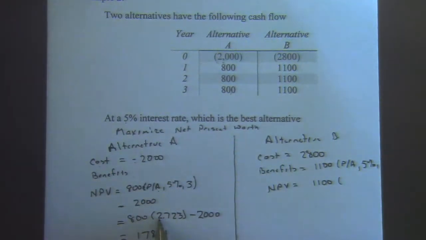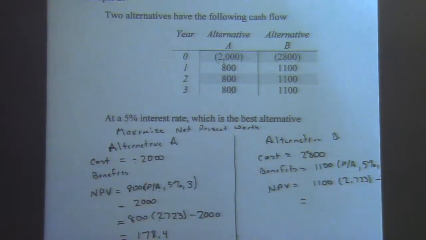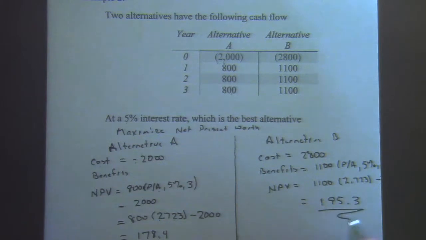The multiplier is the 2.723 because we're analyzing this over the same interval minus the $2,800, and therefore the net present value is the 1,100 times 2.723 minus the $2,800, and we have a net present value of $195.30. So from this we can see that alternative B is the most beneficial.